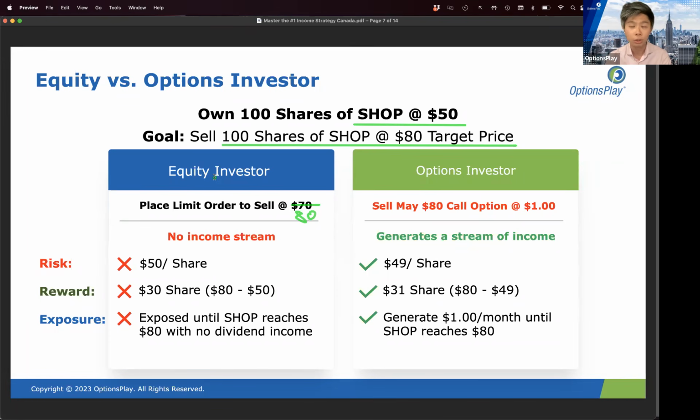That's the simple thing that you can do as an equity investor to say, I bought the stock at 50. I think it's going to hit 80. When it hits 80, I want to sell and take my profits. So as an equity investor, you place a limit order at $80. Guess what the $80 limit order does? It obligates you to sell your stock at that specific price sometime in the future.